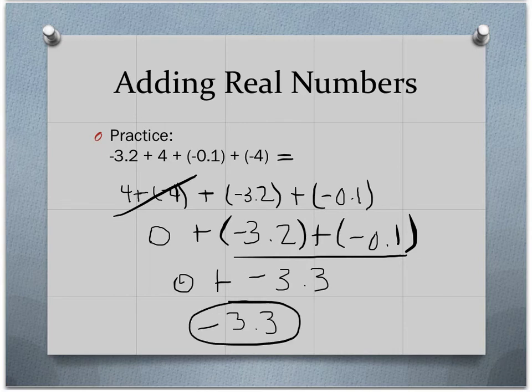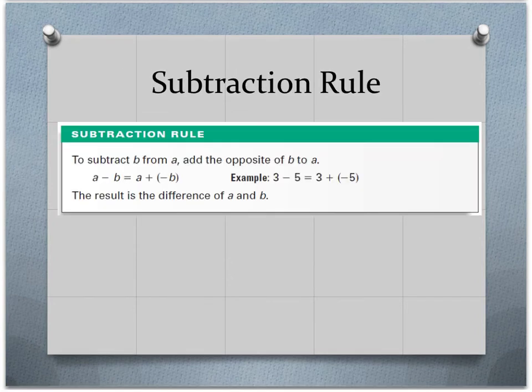So here I used two different properties. I used the commutative property to change up the order, and then I also used the identity property to get my final answer of negative 3 3/10.